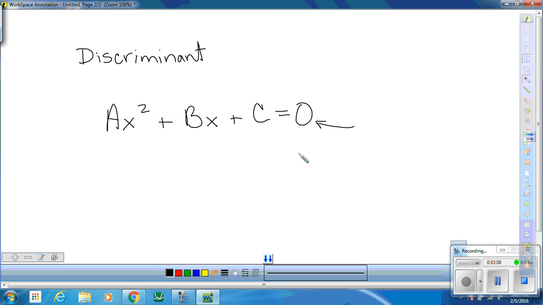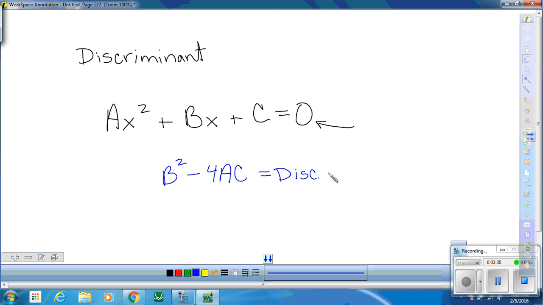And when the equation is equal to 0, we have a coefficient of x squared. A is always the coefficient of x squared. B is always the coefficient of x, and then C is always the constant. And the discriminant of a quadratic equation is always b squared minus 4 times a times c. This is the discriminant. It's going to be equal to a number, one single number.